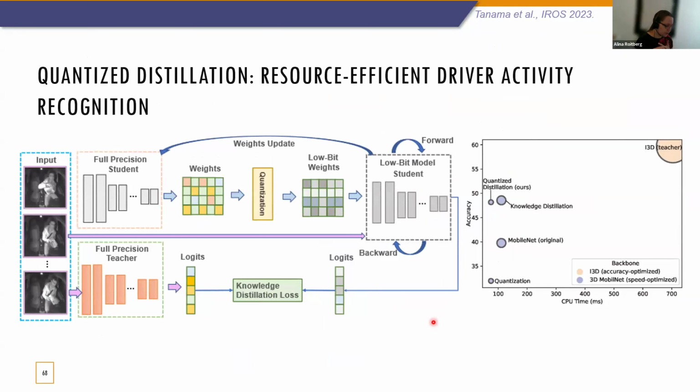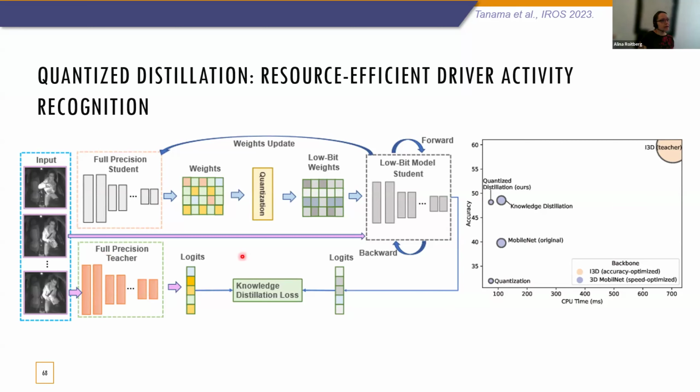So first, what we talked about now is how we can detect new unknown driver activities. But what about resource efficiency? Because I think this is also one big problem of modern neural networks, and there are different techniques to address this. In this particular work, we combine two famous approaches for driver activity recognition. This was published at IROS 2023. You can also get the code.